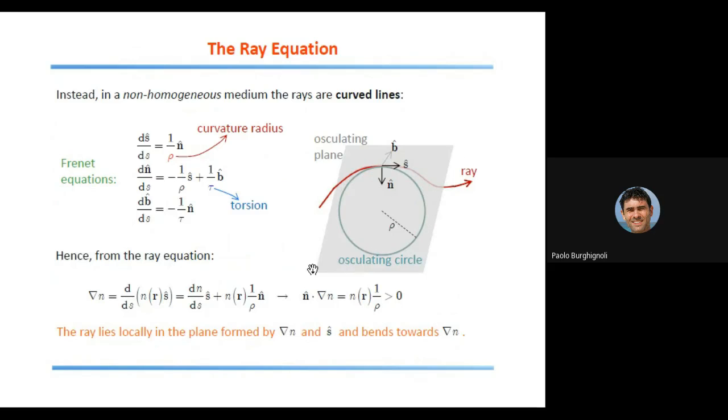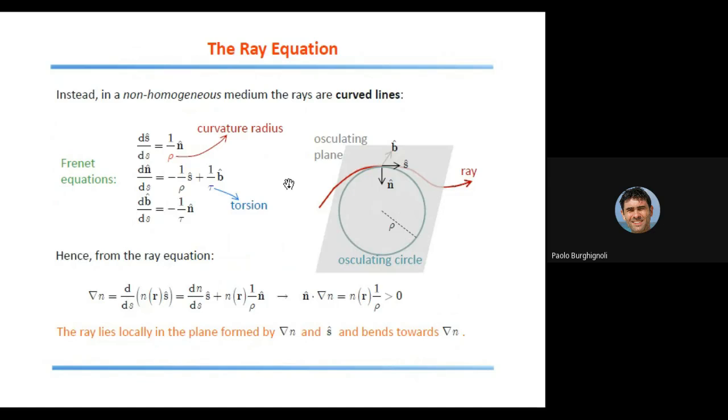This is known as the osculating plane. And this unit vector n points towards the center of this circle, the osculating circle, which is the circle that best approximates our ray locally. And finally, you complete your reference frame with the unit vector b, which is orthogonal to both S and n.